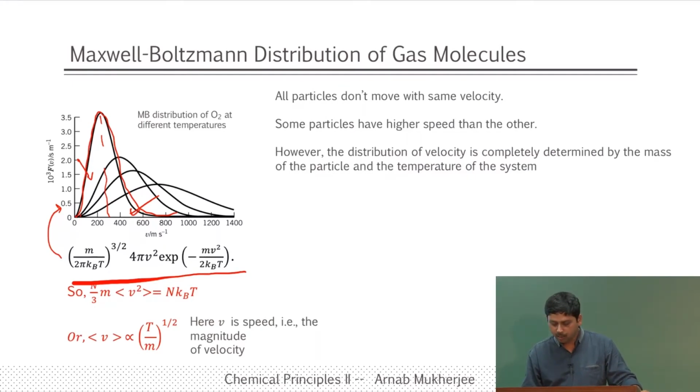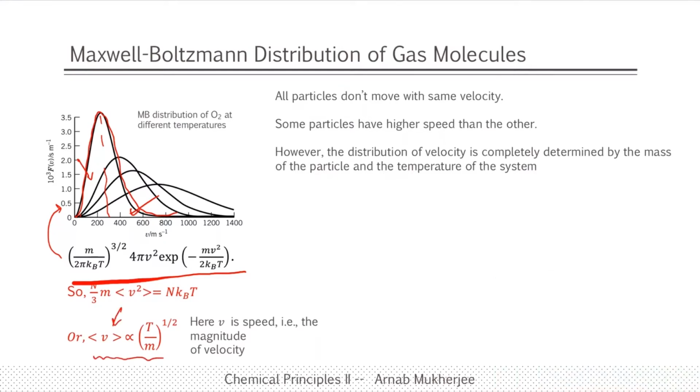So, the distribution of velocities is determined completely by the mass of the particle, and if we calculate the average velocity, then we can write the average velocity of the particle as root over T by m. Just to clarify, the velocity here is actually nothing but the speed of the molecules, which does not have any direction, only the magnitude. It is obtained by taking the average of the square velocities and then taking the square root of that. So, in subsequent discussions, when we say velocities, we actually mean the speed of the particles.